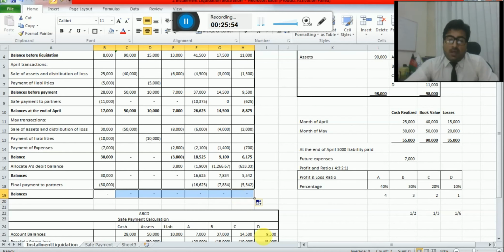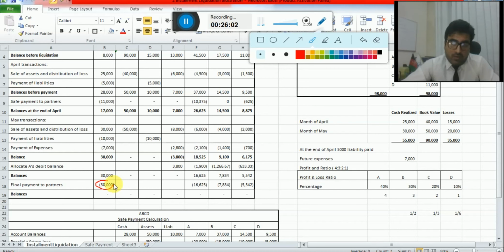Dear students, look here, why are these values negative? It means we are paying the cash to the partners, the final cash, so the cash is decreasing and the capital is decreasing, and at the end the business is 100% liquidated and we have a zero balance. So I hope you have learned how to practically liquidate a business in installments. In our example it was 2 installments.